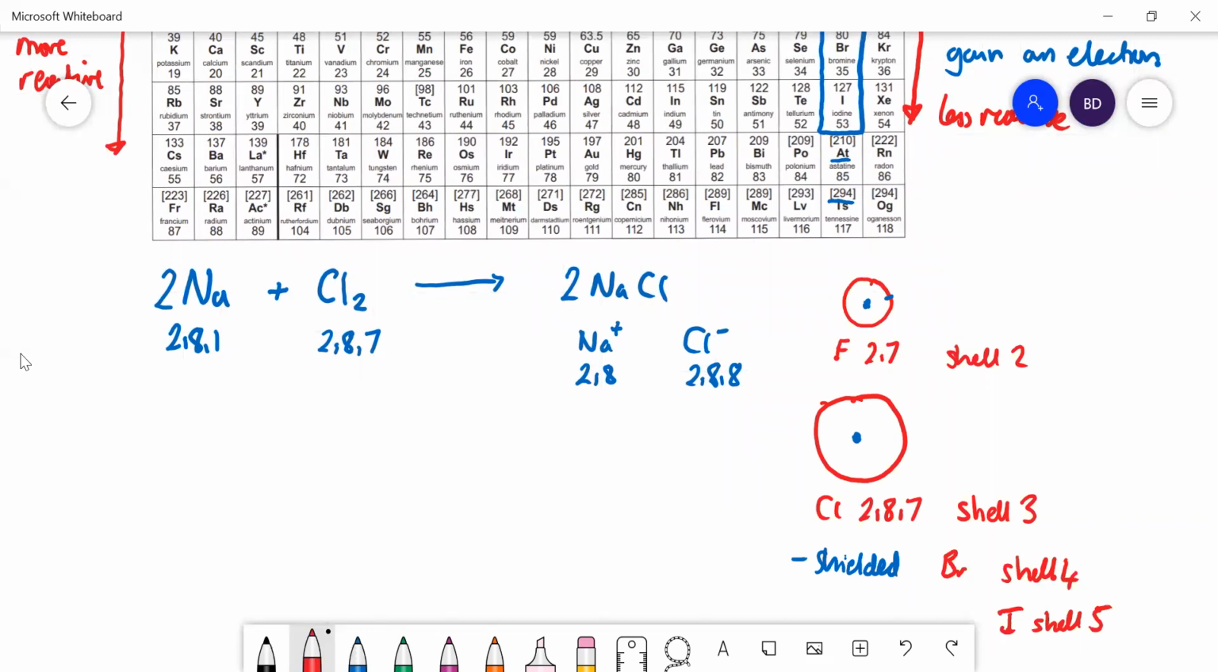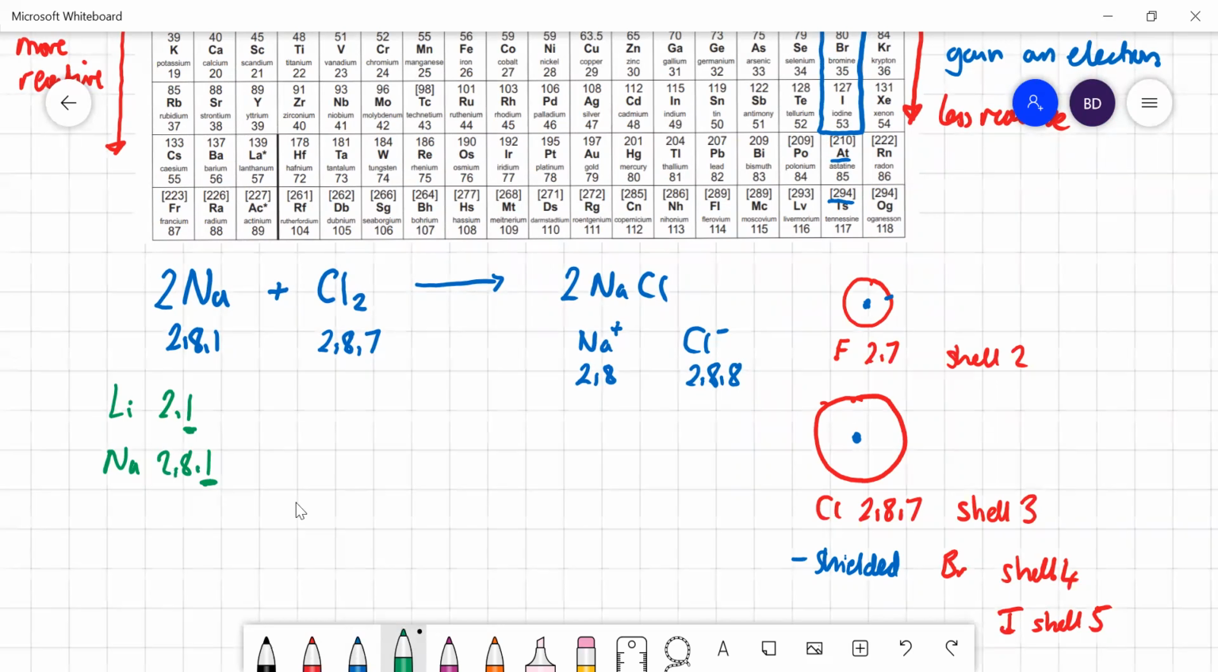So we think, lithium is 2, 1, sodium is 2, 8, 1. Those elements want to lose that outer electron. So it's easier for sodium to lose it because it's further away from the positive nucleus than it is in lithium. There's less attraction with the positive nucleus for that outer electron, so it's easier for sodium to lose it. So that makes sodium more reactive than lithium.